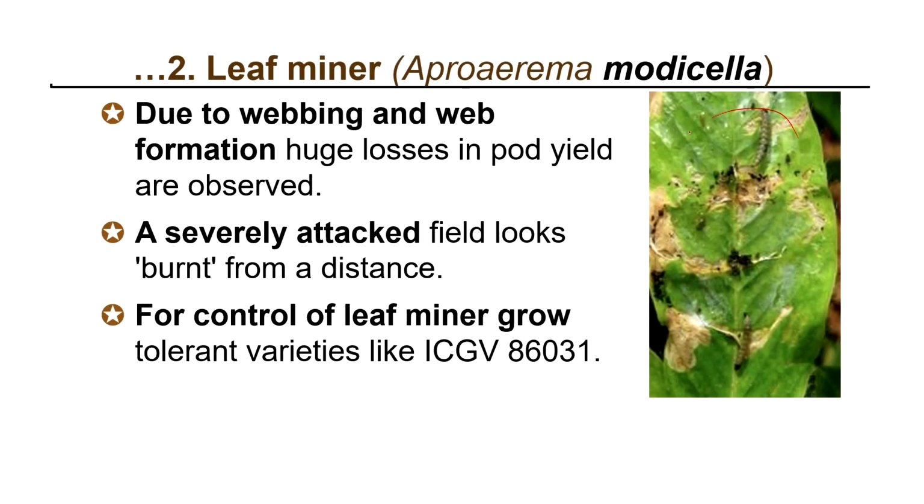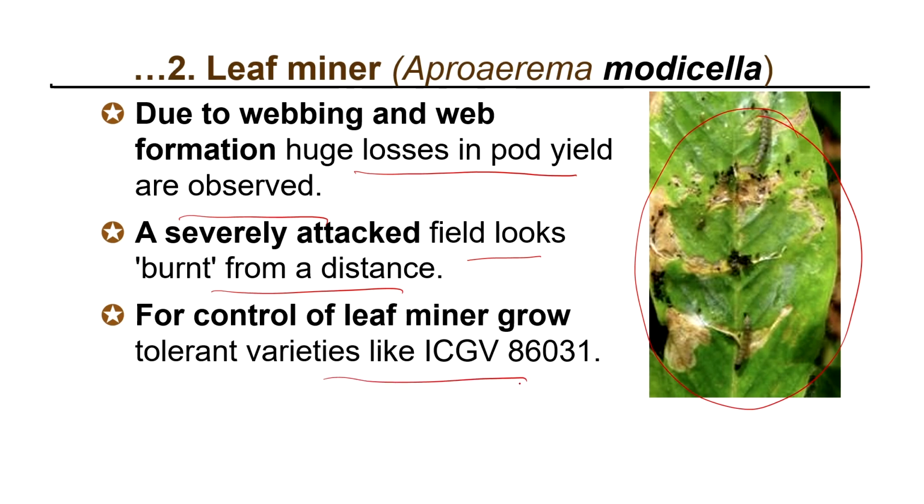On the right side you can see the webbing done by leaf miner on the leaf. Due to this webbing and web formation, huge losses in pod yield are observed. A severely attacked field looks like burnt from a distance. You can see it from far away that something bad has happened with this groundnut crop. For control of leaf miner, you can grow tolerant varieties like ICGV 86031. There are a number of varieties, only one is listed here, that can be chosen in case you fear that this infestation will be more in a particular area.